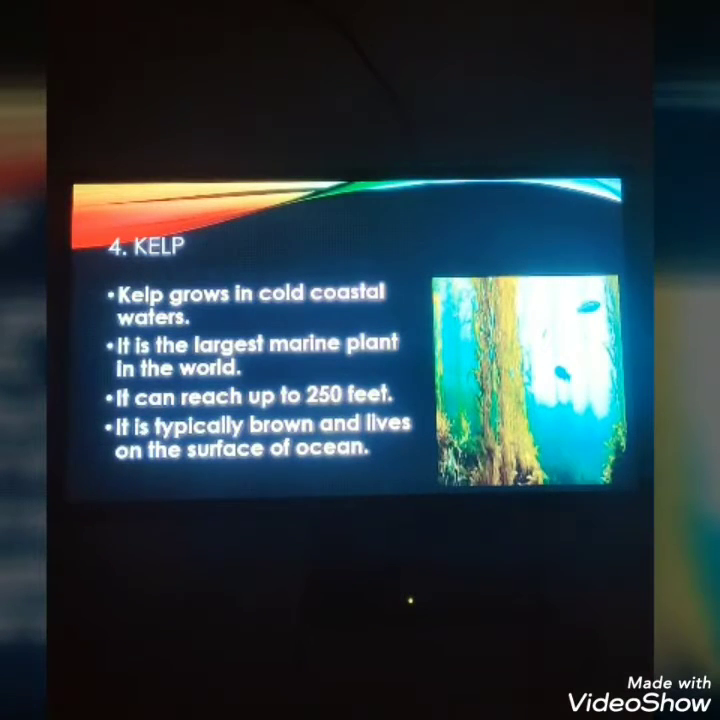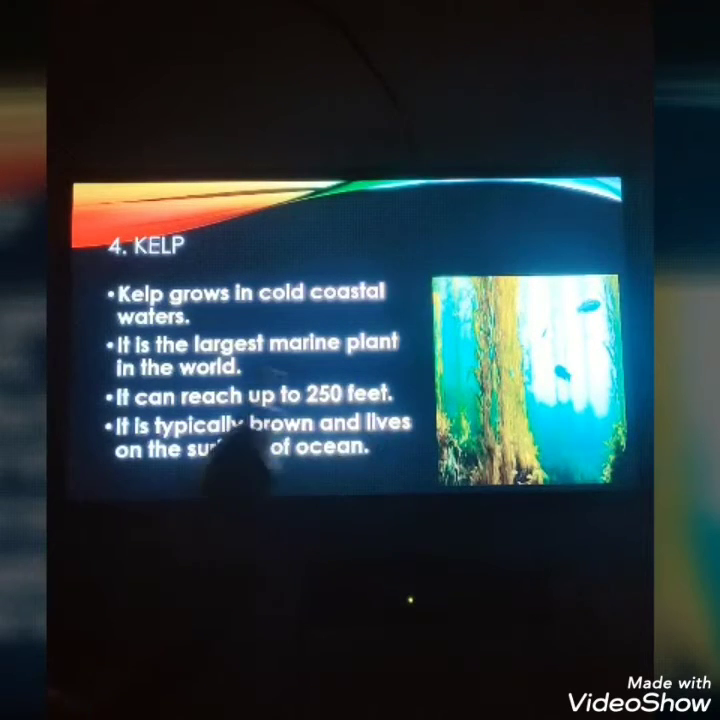Now let's talk about the next marine plant, that is kelp. The name of the fourth marine water plant is kelp. Kelp grows in cold coastal water. It usually grows in cold water. It is the largest marine plant in the world. It can reach up to 250 feet. It can be as long as 250 feet. It is typically brown and lives near the surface of the ocean.